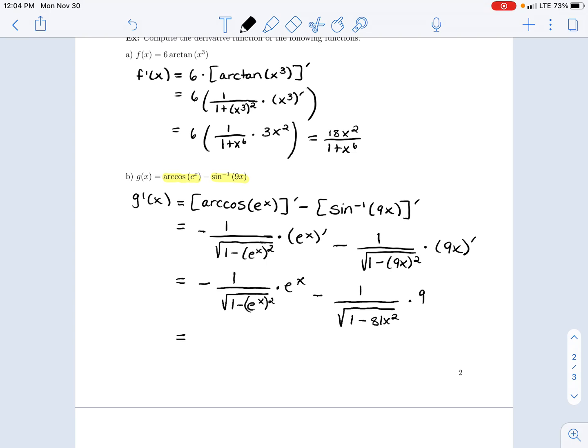And so this gives me negative e to the x over the square root of 1 minus e to the x squared. I'm just multiplying across. And then minus 9 over the square root of 1 minus 81x squared. I could also square e to the x times e to the x if I wanted to, but we'll just leave it here.